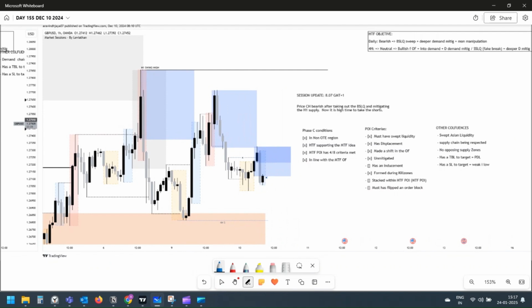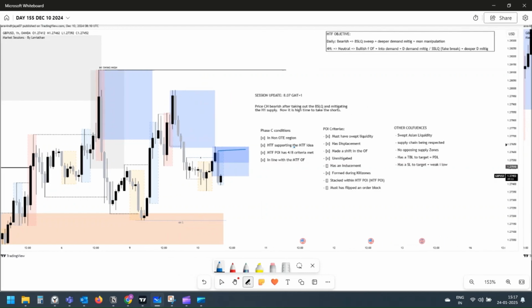The only thing that bothers me is that there is no leg inducement right here, which means the liquidity could be resting right above here. So that's why we got M15. Price may take some low time frame liquidity and push the price down. So this is actually phase C, and on the high time frame, all 4 out of 4 criteria have been met, and the POI is also a high probability POI.